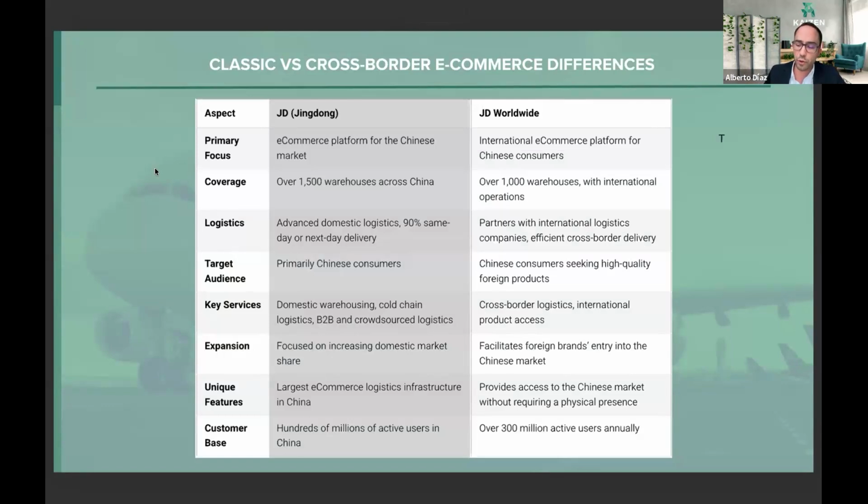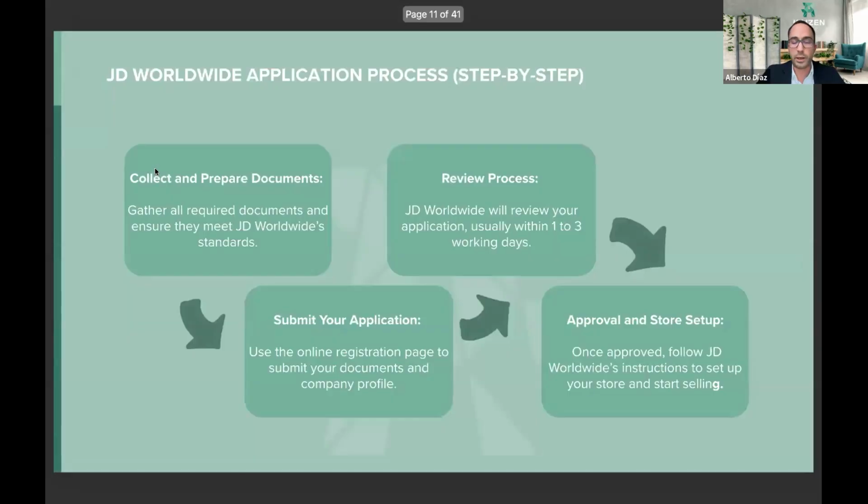You don't necessarily have to use Jingdong Logistics. You can use your own logistics provider. It very likely already has a partnership with Jingdong, because the partnerships of international logistics companies are increasing. And again, the active user population within the platform is very big. It's about a fourth of the total market.